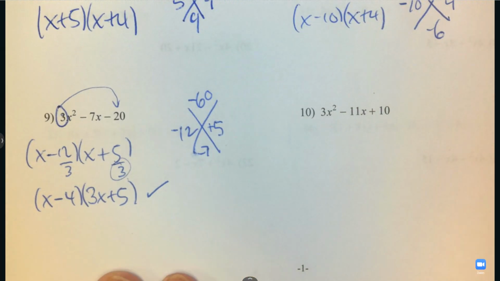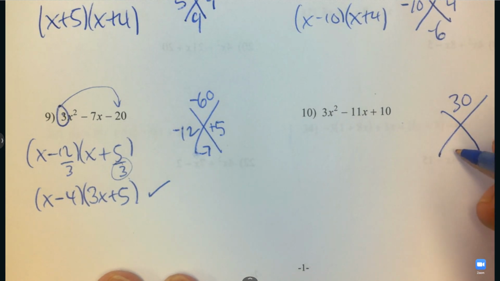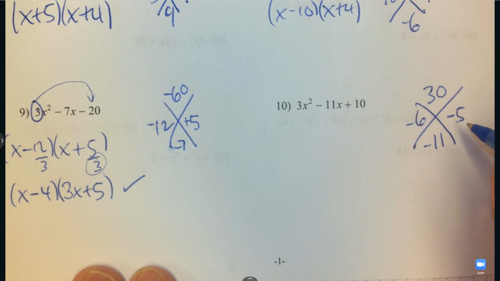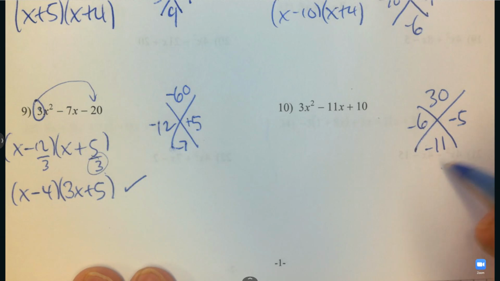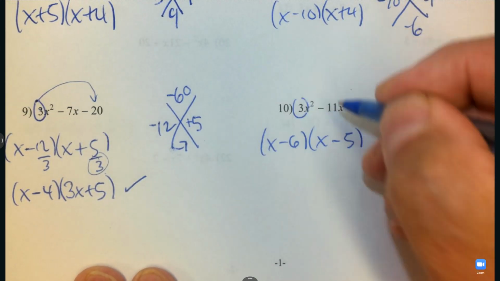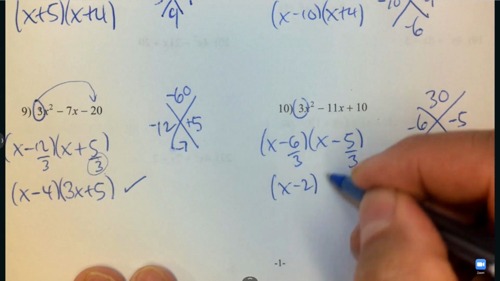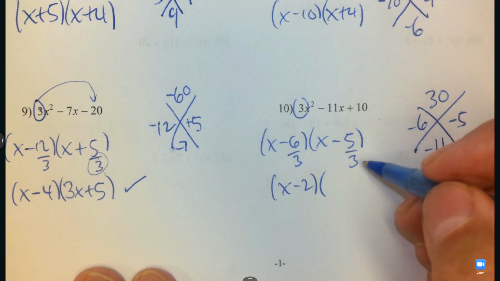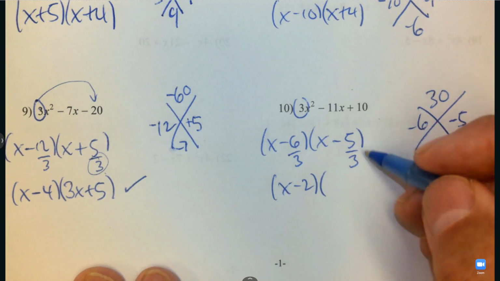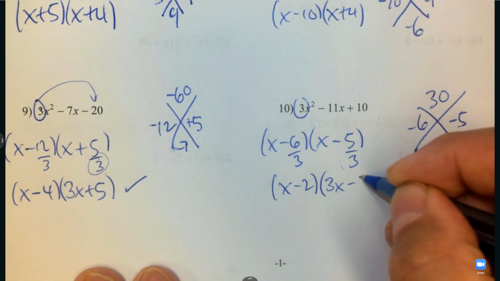Let's try number 10. Do you need my support? That's fine. 3 times 10 and -11. So the two numbers that fit are -6 and -5. Then I go -6 and -5. Then I divide by 3. Now 6 divided by 3 is 2. 5 divided by 3 is in least terms. I can't reduce it down. So the 3 slides in front and becomes 3x minus 5.